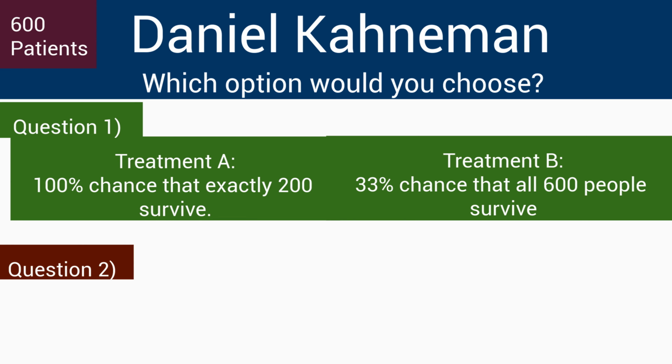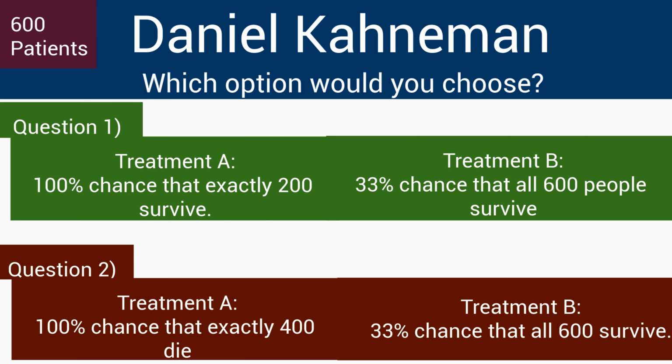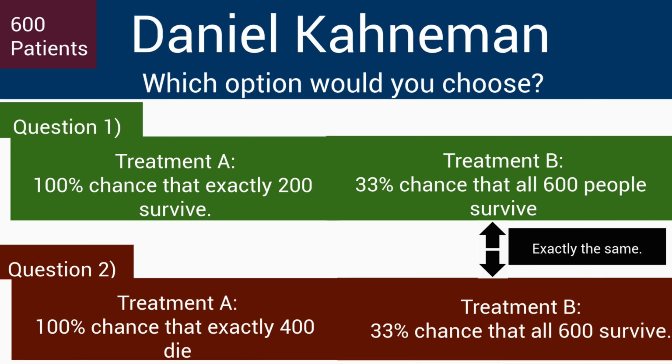Others were asked question 2 and had to choose between a treatment which guarantees that exactly 400 people will die, or a treatment which has a 33% chance that all 600 people survive, and a 66% chance that all people die. Which would you choose? You'll notice that option 2 is the same in both questions.